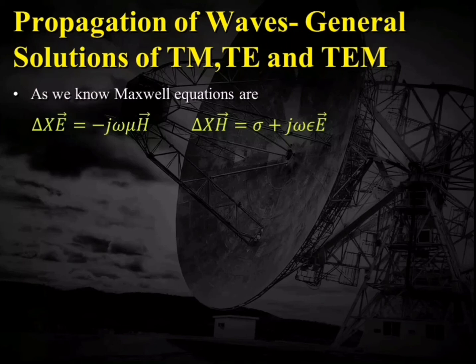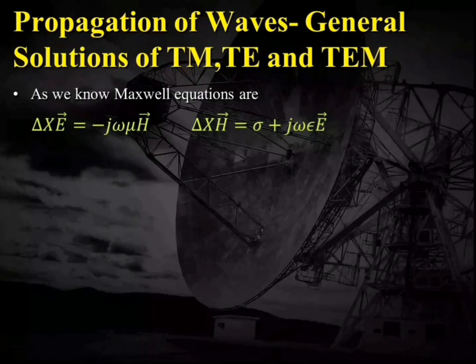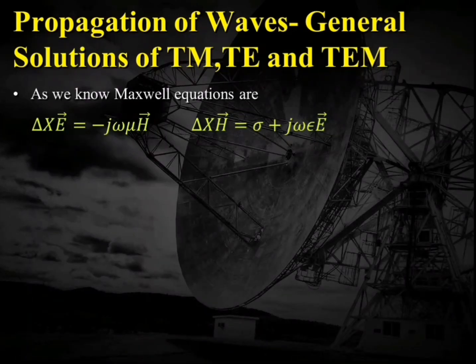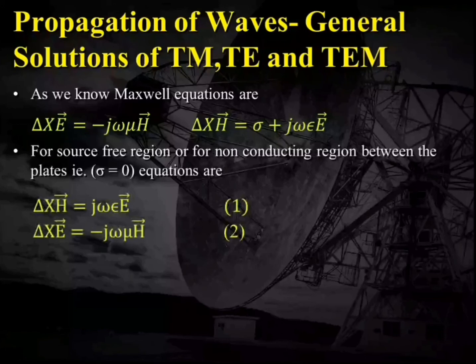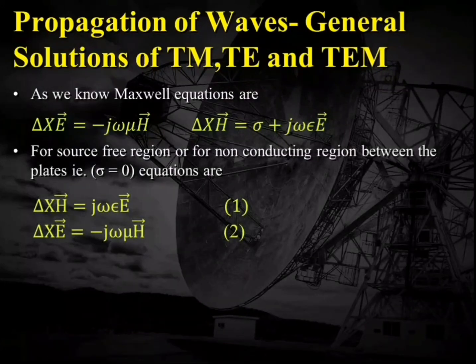As we know, the Maxwell equations are del cross E is equal to minus j omega mu of H and del cross H is equal to sigma plus j omega epsilon of E, where E is the electric field and H is the magnetic field in the directions of X, Y and Z. For non-conducting regions between the two plates or for simply source-free regions, the value of sigma is 0. So our del cross H equation is now reduced to only j omega epsilon of E.